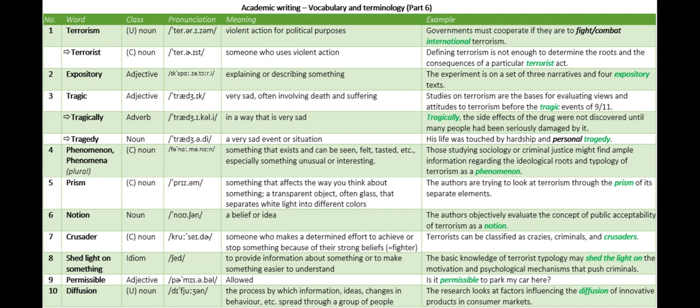Terrorist. Countable noun. Meaning, someone who uses violent action. Example, defining terrorism is not enough to determine the roots and the consequences of a particular terrorist act.